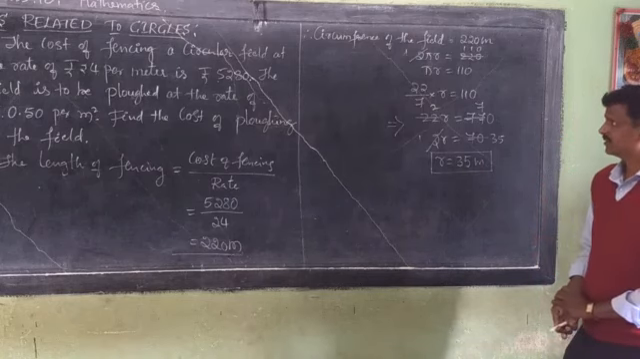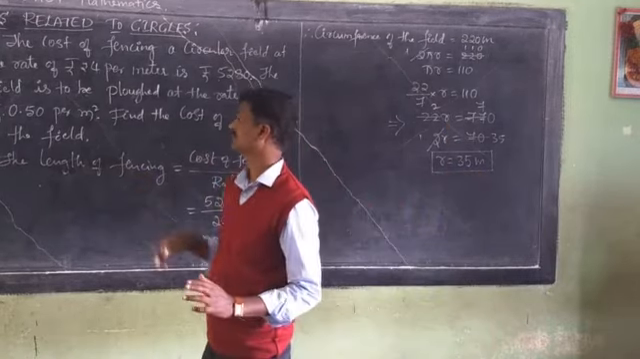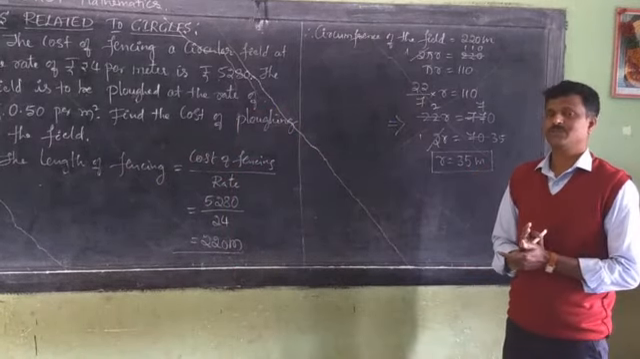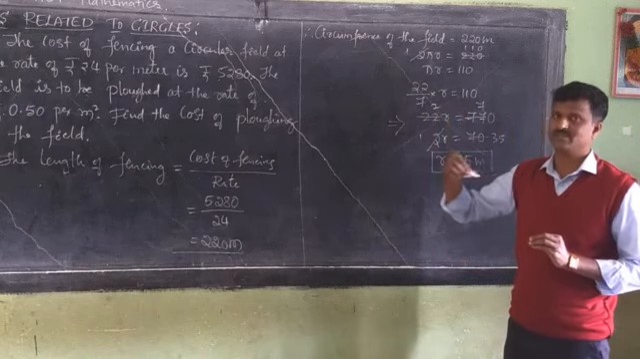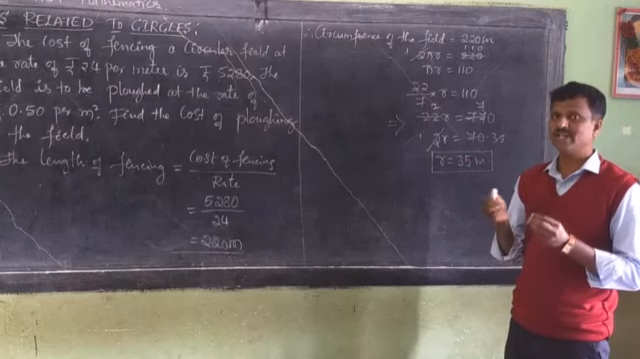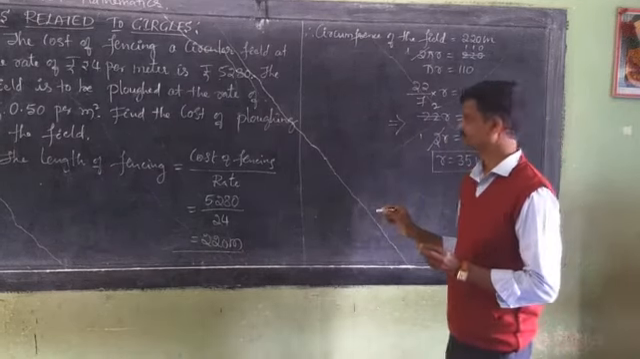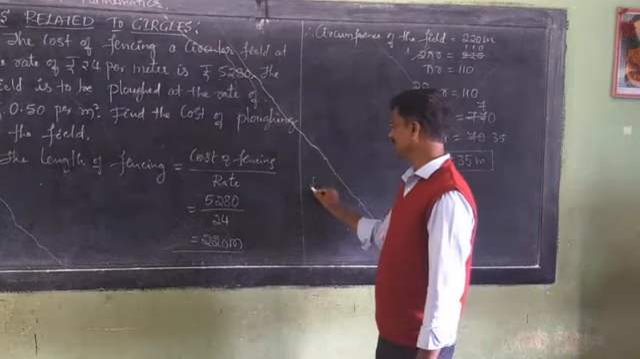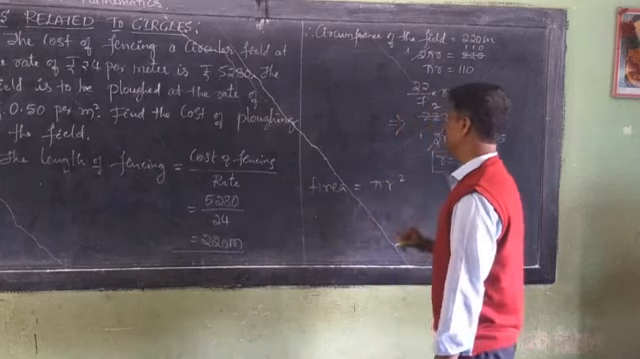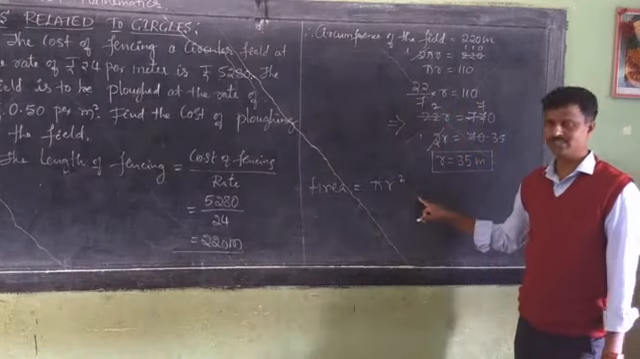Now, what do we have to find? We have to find the cost of luffing. To find that, we should find the area of the circular field. After finding the area, it is possible to find the cost. What is the formula to find the area of the circle? The area of the circle is calculated by pi r square.